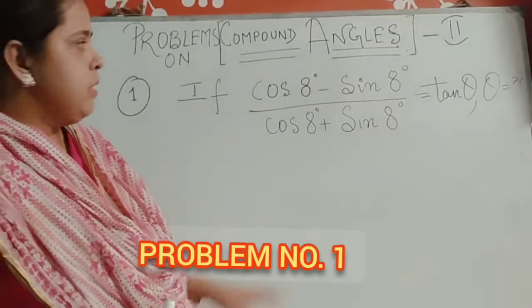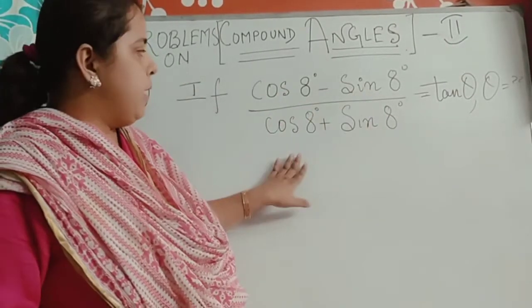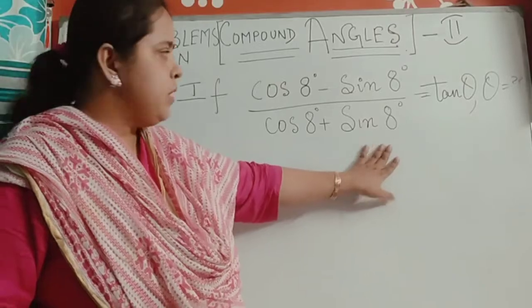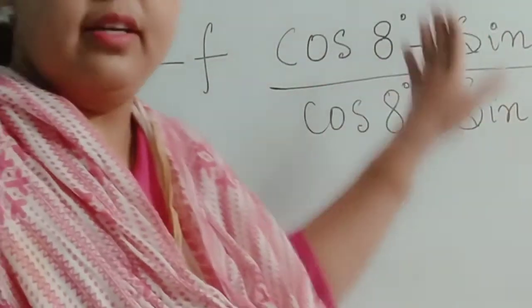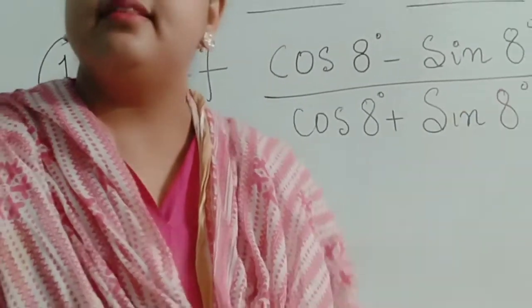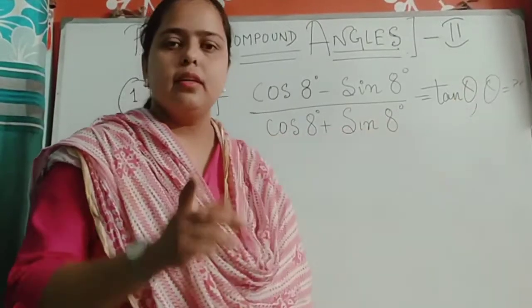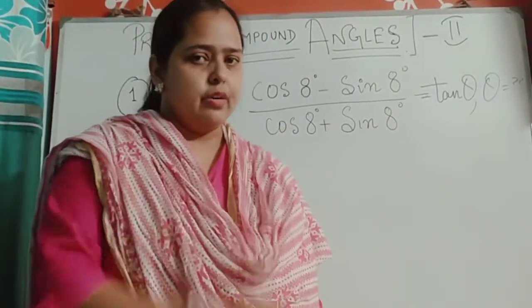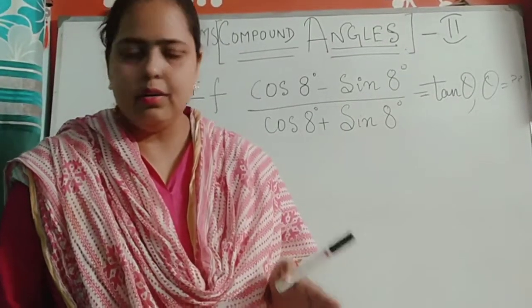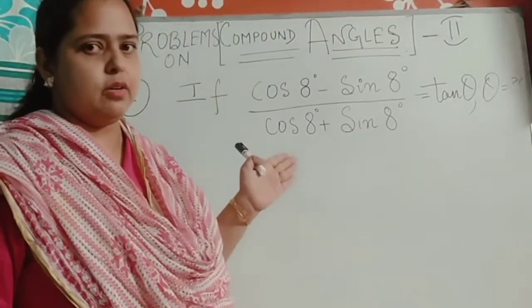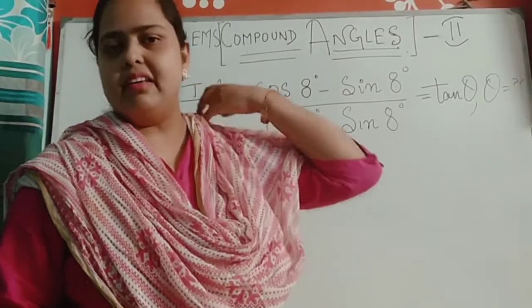Let's read the problem. If (cos 8 degree minus sin 8 degree) by (cos 8 degree plus sin 8 degree) is tan theta. So you can see this entire expression is written in terms of tan theta, and I'm asked about the value of this angle theta. Look children, this is a very important problem. The process I'm going to do here is not only required for this particular problem, but is also utilized later on in many other problems.